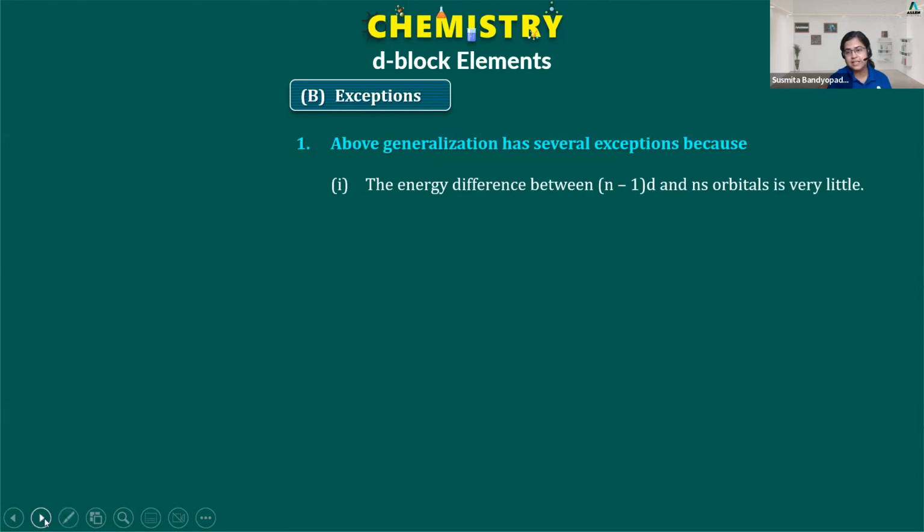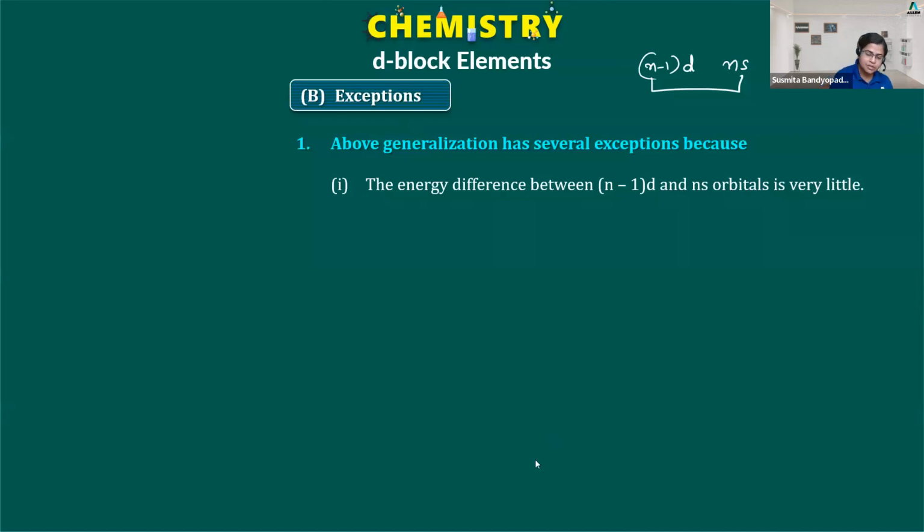The reason for these exceptions in the electronic configuration, which you'll be seeing now, students, is that the n minus 1 d orbital and ns have a very small energy difference. Number two, wherever there are half-filled configurations, they are much more stable than other configurations, and that's the reason nitrogen has a first ionization energy greater than that of oxygen, right? Even its electron gain enthalpy for nitrogen is very less.